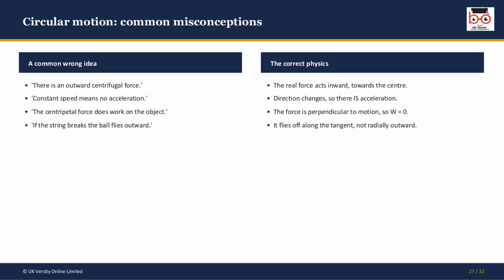Circular motion attracts a few stubborn misconceptions, so let's clear them up. People say there's an outward centrifugal force, but the real force actually acts inwards, towards the center. They say constant speed means no acceleration, yet the direction is changing, so there most certainly is an acceleration. They say the centripetal force does work, but it's perpendicular to the motion, so the work it does is zero. And they imagine that if the string snaps, the ball flies straight outward, when in fact it heads off along the tangent, not radially outward.